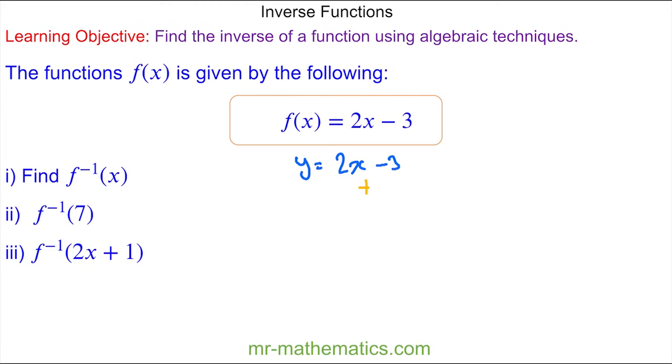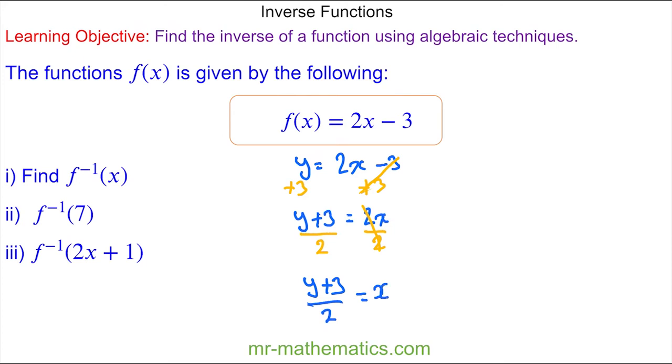So I'm going to add 3 to both sides, because then these will cancel. So I've got y plus 3 is equal to 2x. And I will divide both sides by 2. So these will cancel. So I'm left with y plus 3 divided by 2 is equal to x.